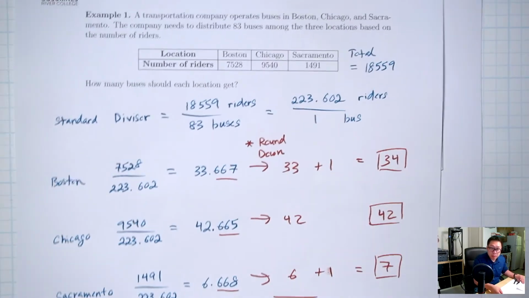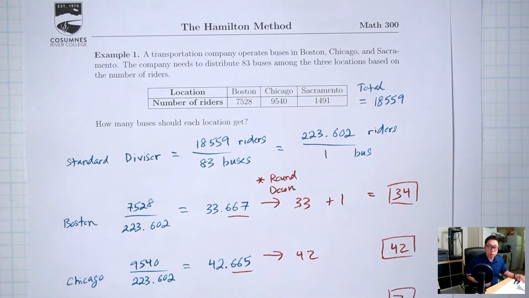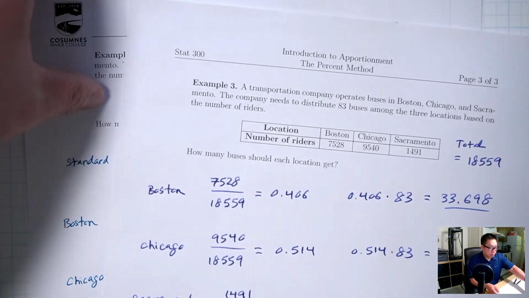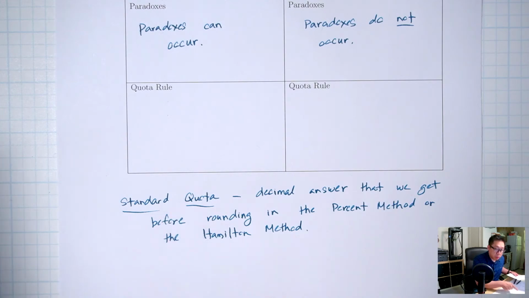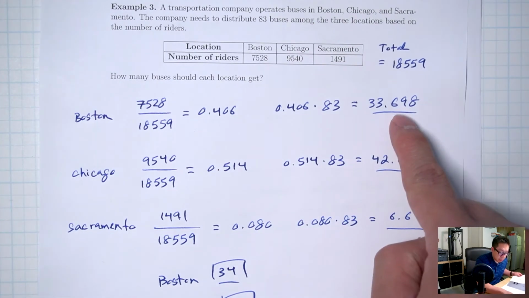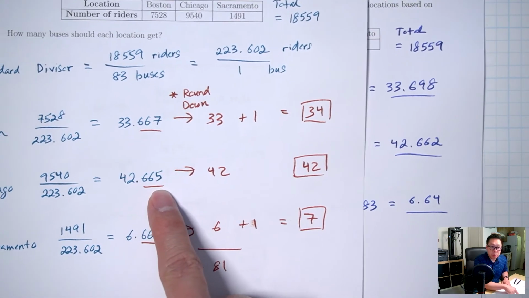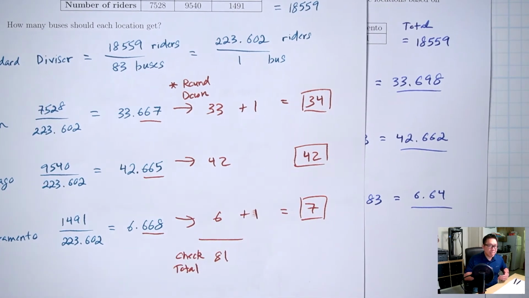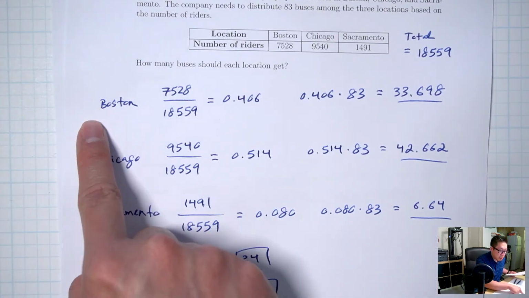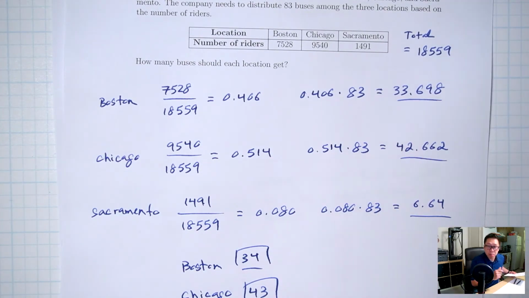So here's the Hamilton method with our 83 buses example. And here is the percent method with the same situation, the 83 buses. The standard quota that I'm talking about are these decimal numbers before we round them. What these decimal numbers represent is exactly how many buses each city deserves, right? If we were able to cut up the buses. So if I was able to cut up the bus, Boston deserves exactly 33.698 buses.